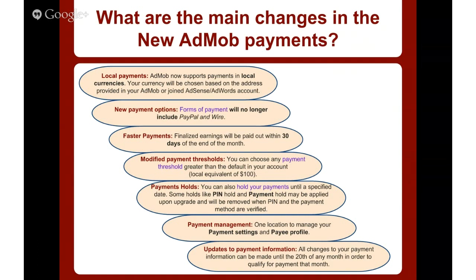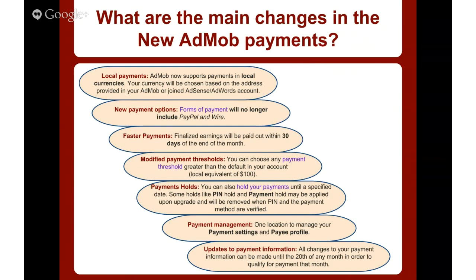What you will notice as a difference in your new AdMob account is a notification about payment holds. These holds can be applied by yourselves, so if you don't want to get paid in a certain month, you can just put a hold on your payments and request the issue of payments when you're ready to receive them. There will also be a couple of payment holds that are applied by the system, and these are the ones for PIN and payments.